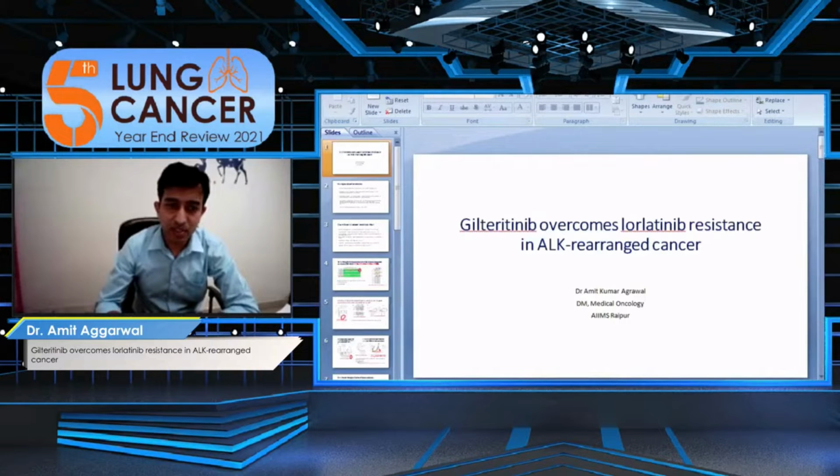I'll be discussing this recently published article in Nature Communications. The topic is Gilteritinib overcomes lorlatinib resistance in ALK-rearranged cancer.